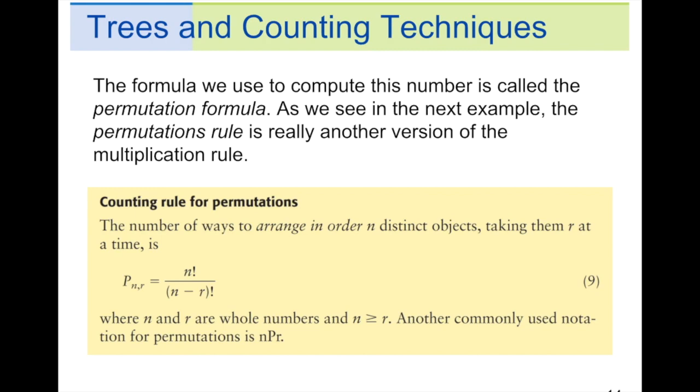So what that means is n is how many things you have, and r is how many of those things you're using. And you'll see in the example here what we do with that.